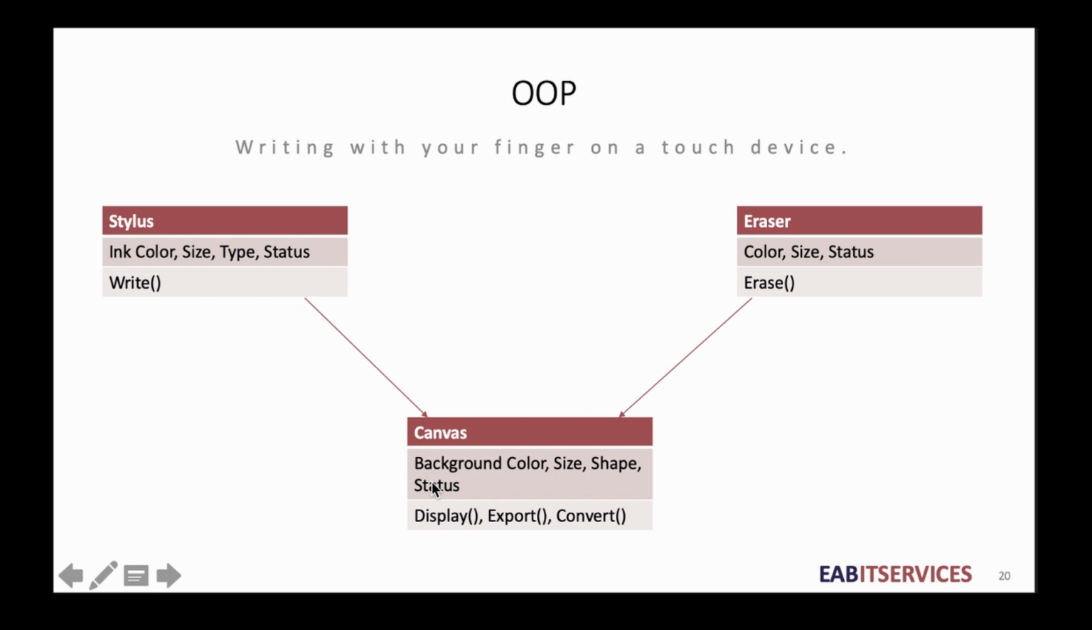Now note that these objects or entities relate to each other. The stylus will write on a canvas. The canvas will display and can export or convert the writings into text. The eraser can erase what has been written on a canvas. And this is how we go about OOP.